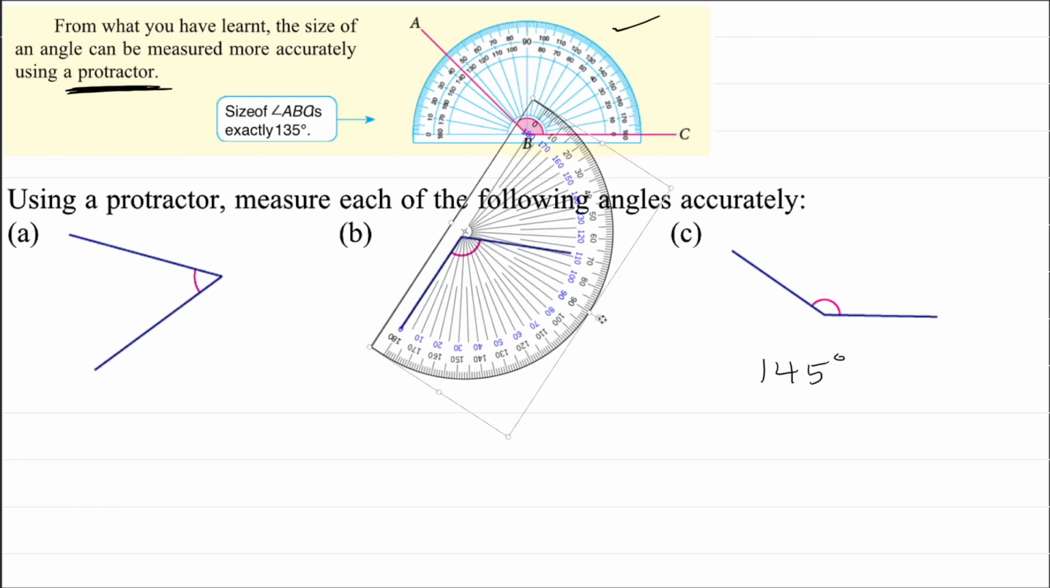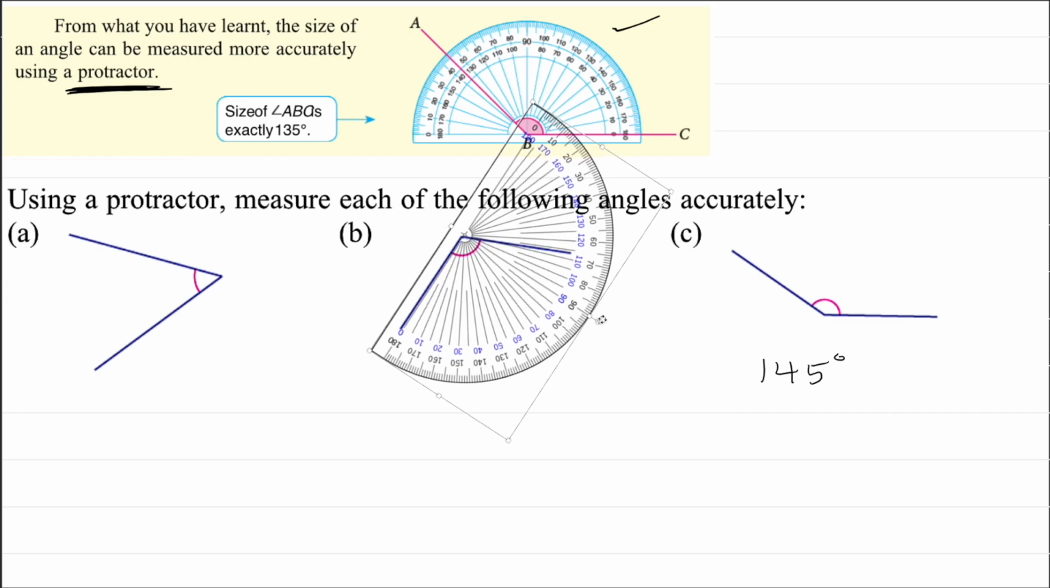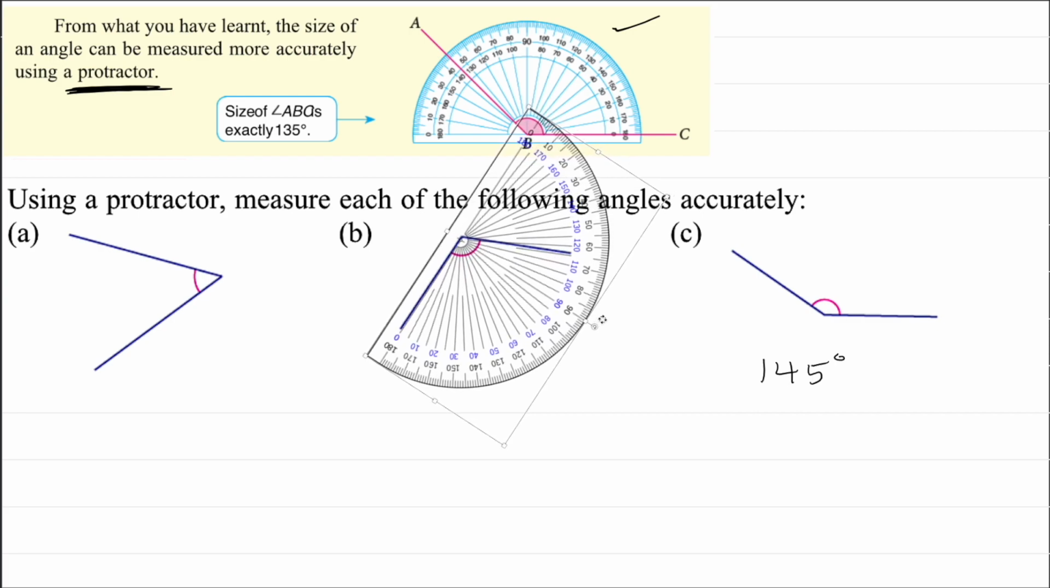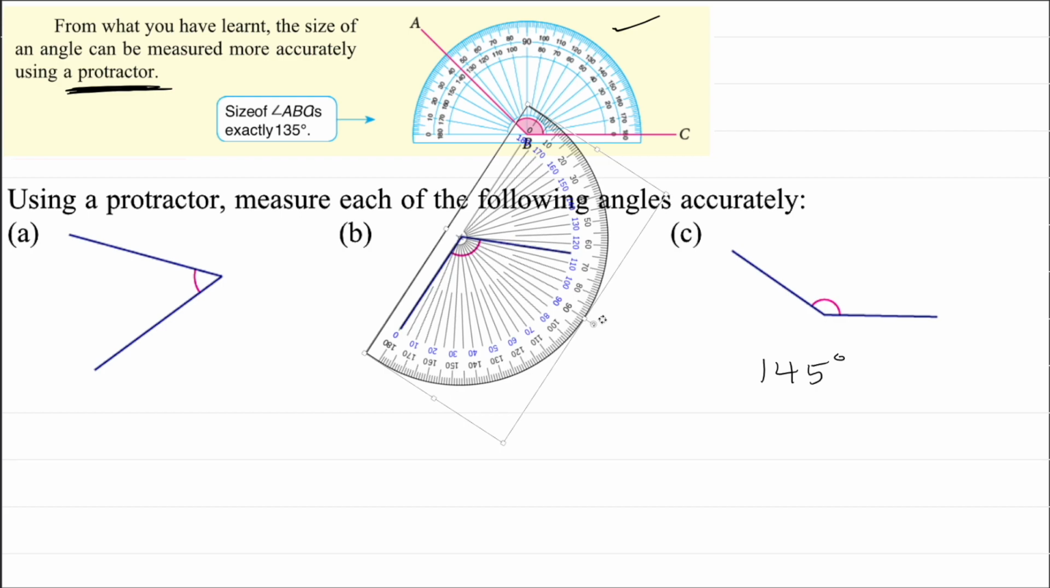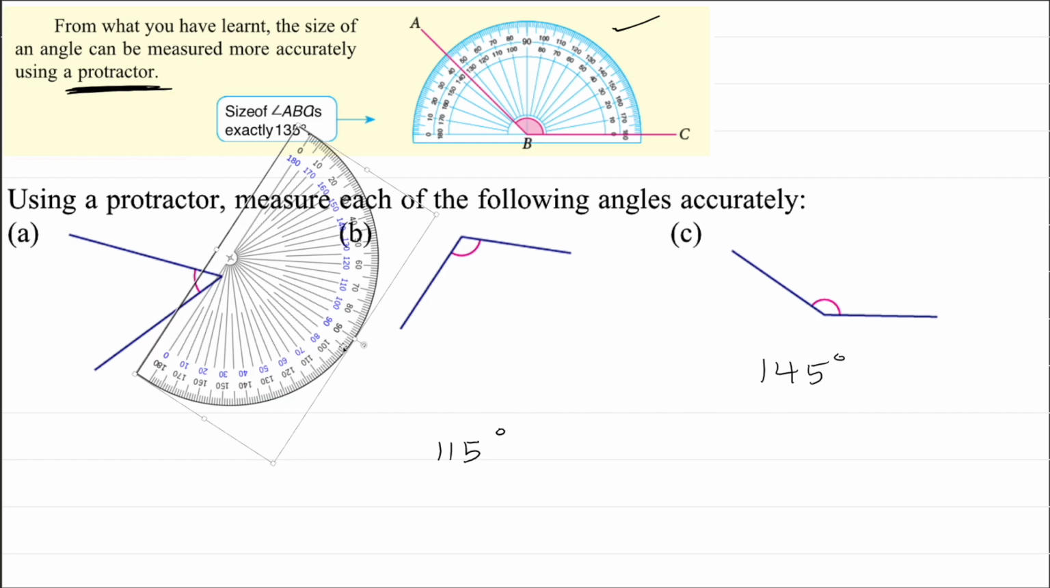Okay. Dan kita bawakan sikit. Okay. So, bila kamu measure, kamu akan dapat 115. So, kita baca dari sini sebab dia angle tu ke sana. So, kita baca dari belah dalam. So, ini 115. Okay. And then, yang ini pun tak payah tunjuk lah, tahu kan.